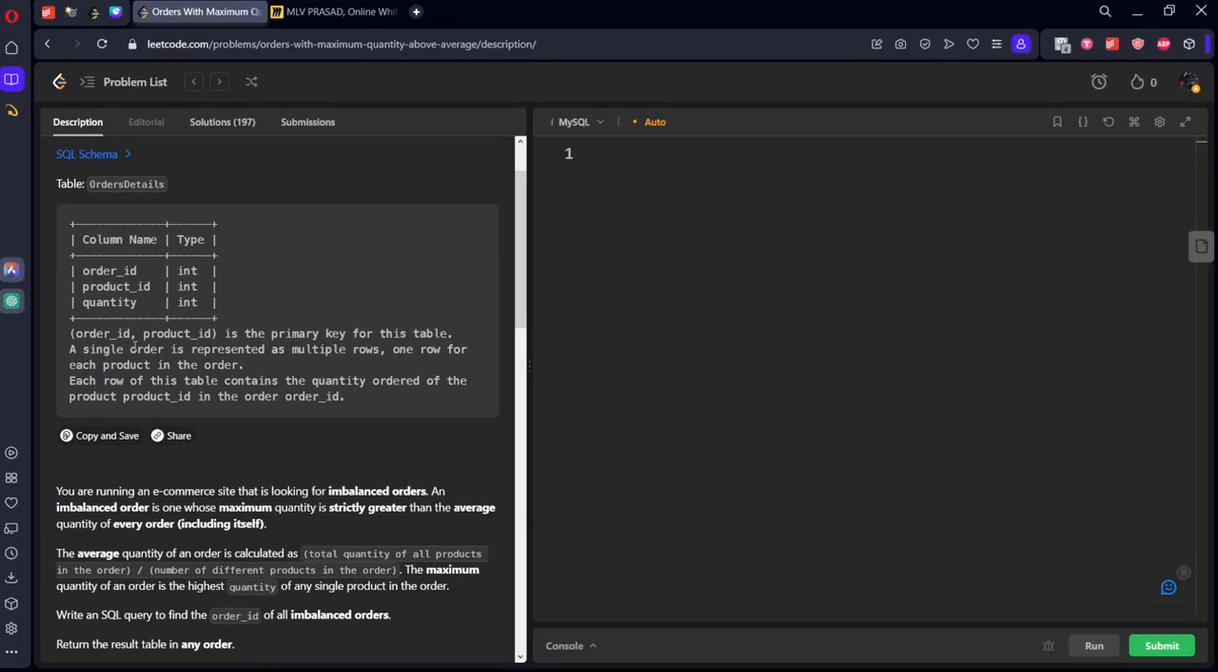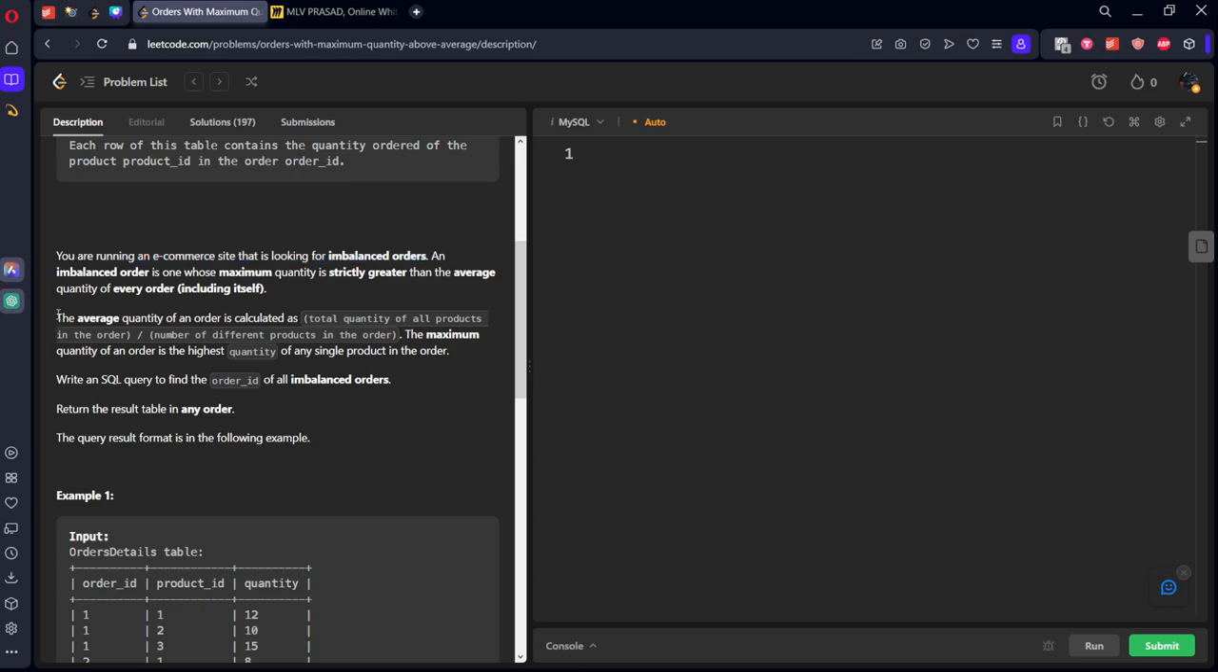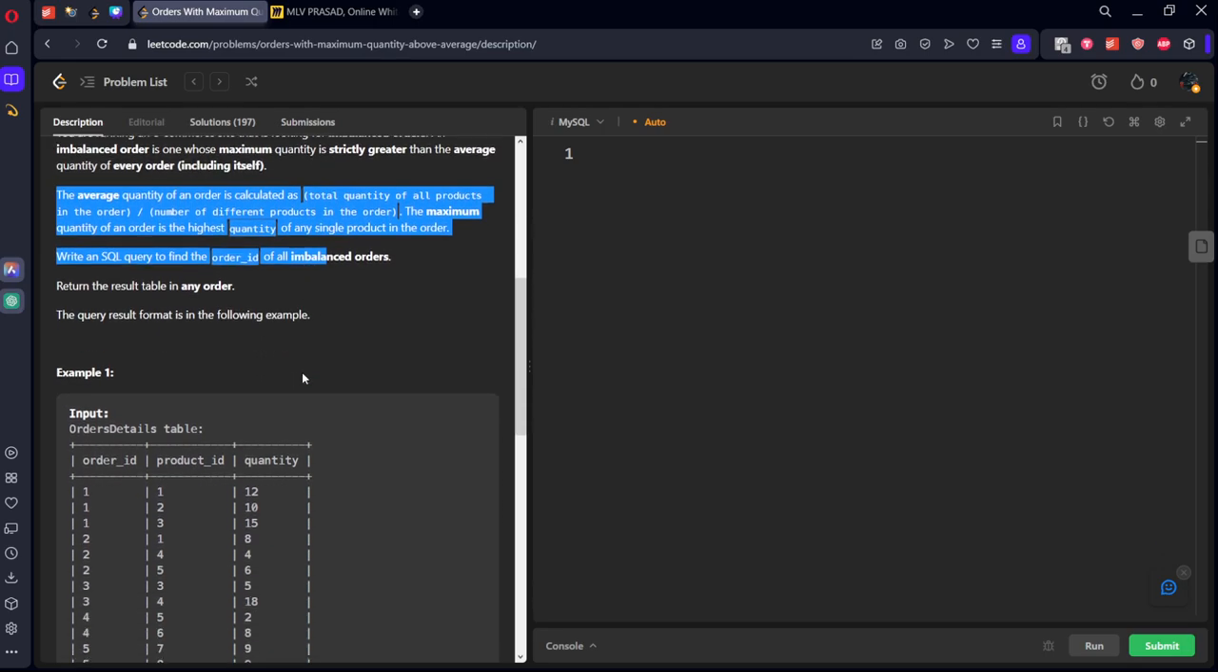They have given an orders details table consisting of order ID, product ID, etc. You are running an e-commerce site that is looking for imbalanced orders. An imbalanced order is one whose maximum quantity is strictly greater than the average quantity of every order, including itself. The average quantity is calculated by the total quantity of all products in the order divided by the number of products in the order, meaning sum of quantities by number of products. The maximum quantity of an order is the highest quantity of any single product. Okay, clear.